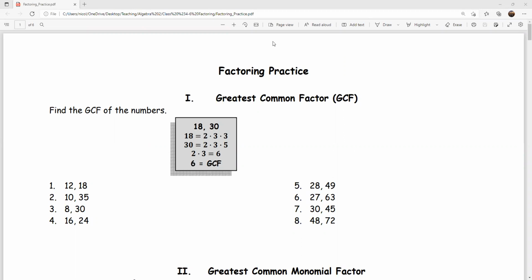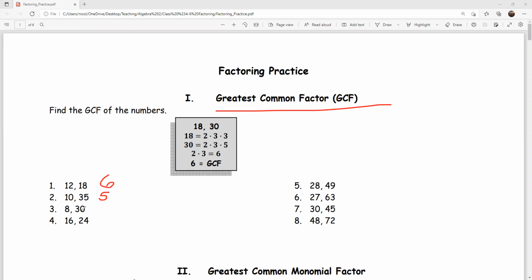When factoring, your first step is to always find the greatest common factor, which is what number, what variable do the two terms have in common? So with 18 and 30, 6. With 12 and 18, 6, because 6 times 2 is 12, 6 times 3 is 18. There's nothing higher than that. For 10 and 35, you would get 5. 5 times 2 is 10, 5 times 7 is 35.